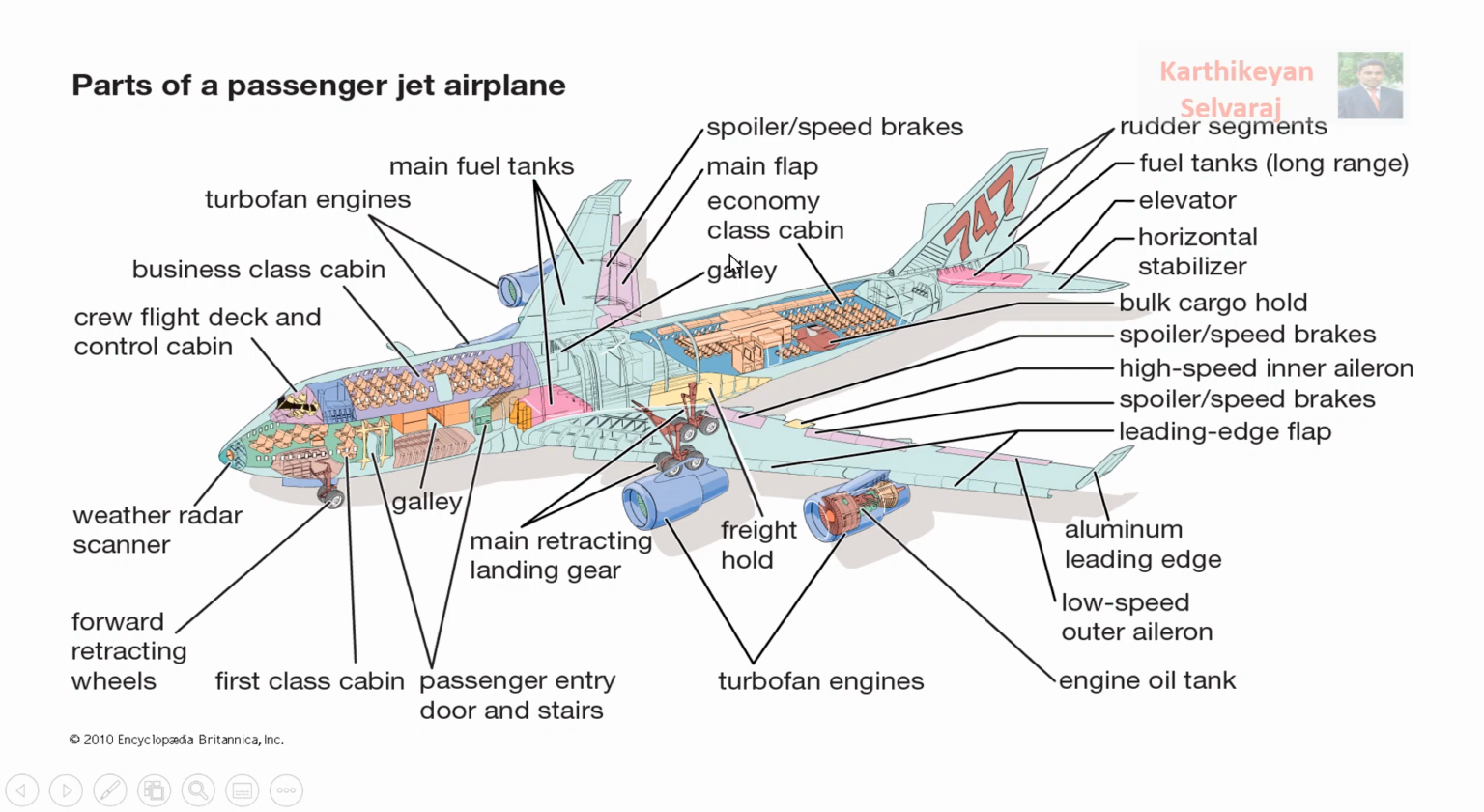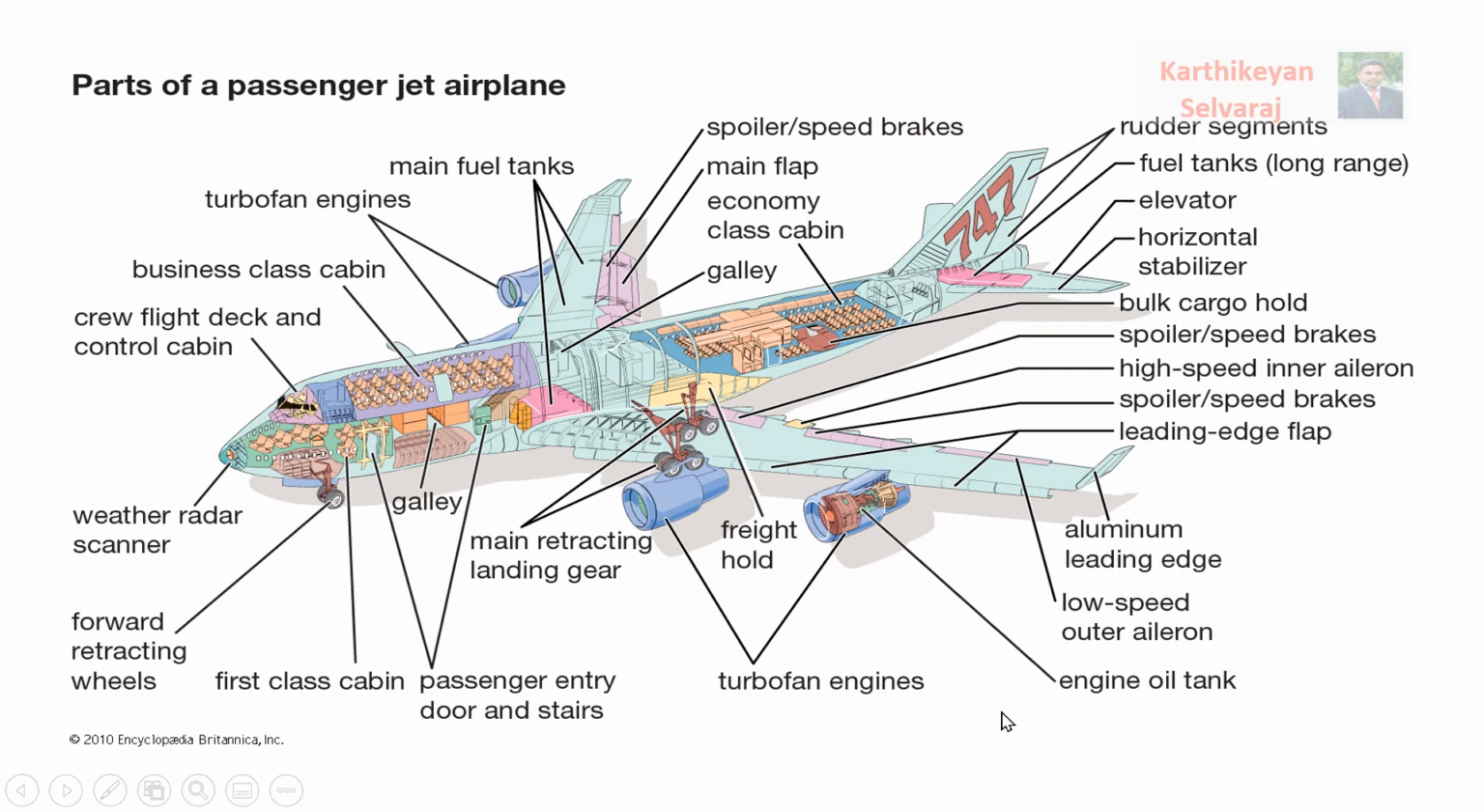And similarly, this is the meaning of galley. The galley is the place where the food is prepared and cooked. And similarly, the freight hold. The freight hold is nothing but the place where we can load our luggage. So that is called the freight hold. Then there are the turbo engines, which they mention here.